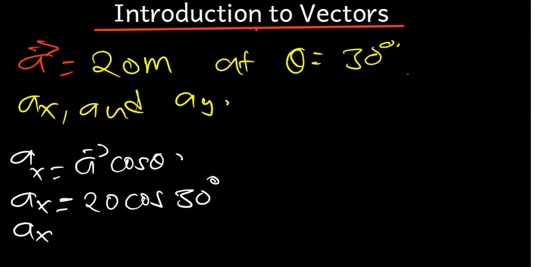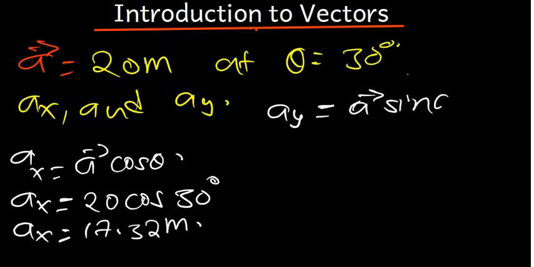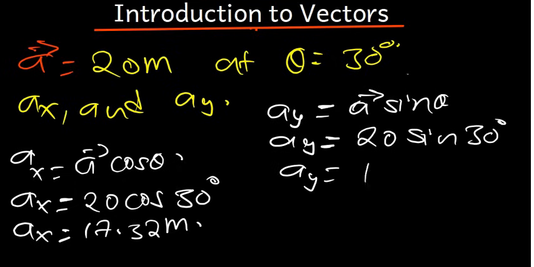So we get our calculator. What will be the answer? We have 20 cos 30. I'm getting 17.32 meters. Let's find the ay. The ay is going to be A sine theta. So our A is 20, sine 30. This is going to give us 10 meters. Okay, so this is the basic idea behind the introduction to vectors.